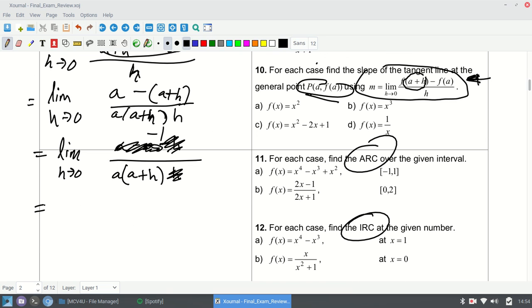Punch in h equals 0, and I get negative 1 over a times a, so negative 1 over a squared. What? Okay. As one of my students typically says, booyah, right?